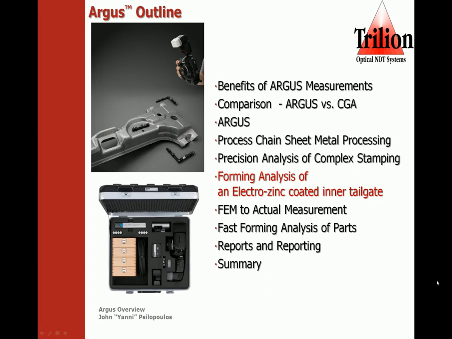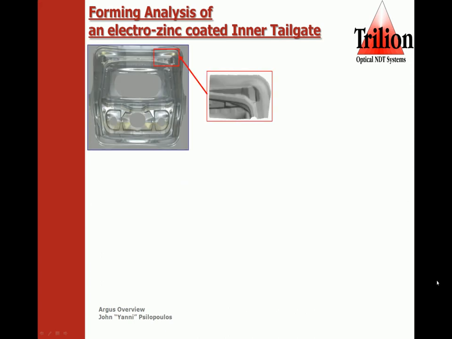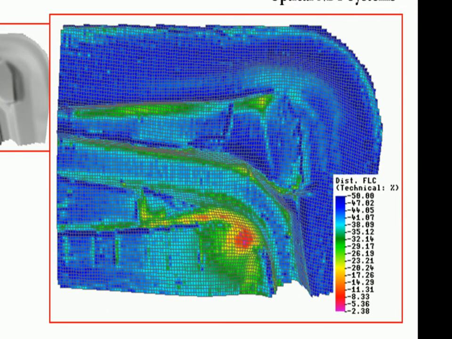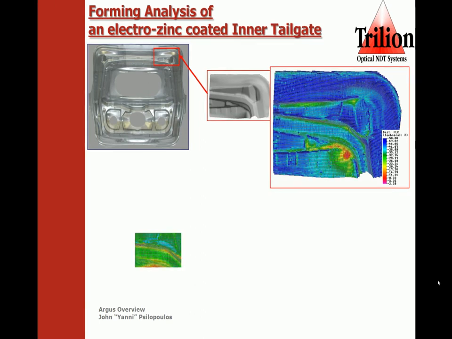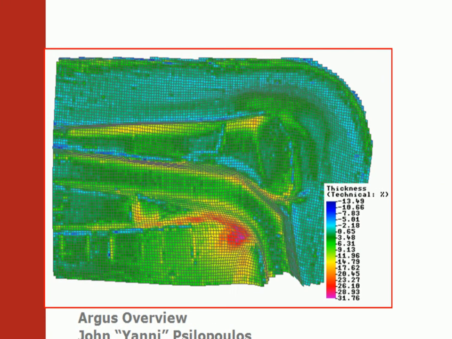We'll now show you an example of a forming analysis of an electro-zinc coated inner tailgate. We've pulled out the corner of this tailgate to show you this example. You can see that in the distance to FLC gradient the part has a red gradient in that little corner area. It is roughly 8% away from failing, or distance to the flow limit curve. That gradient stays constant throughout the different gradients shown.